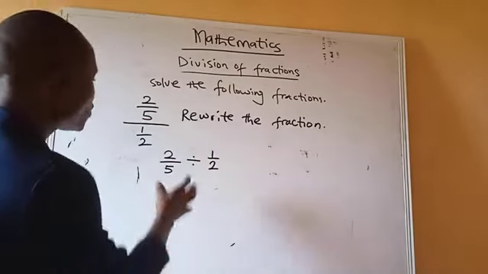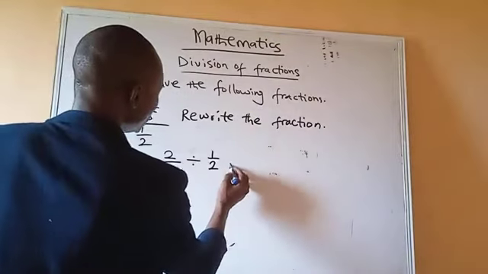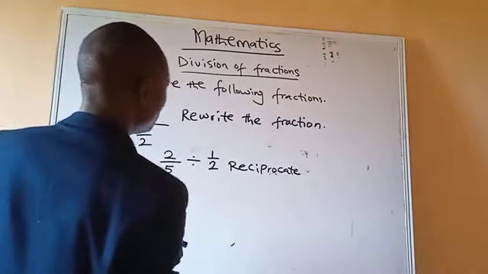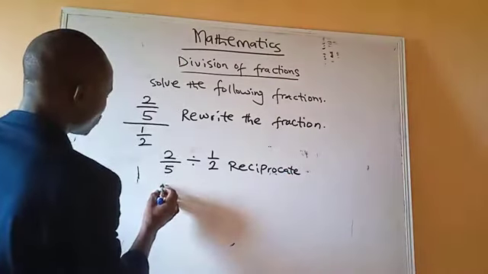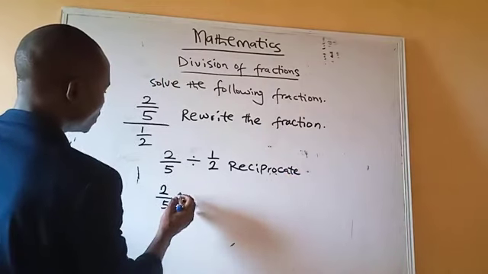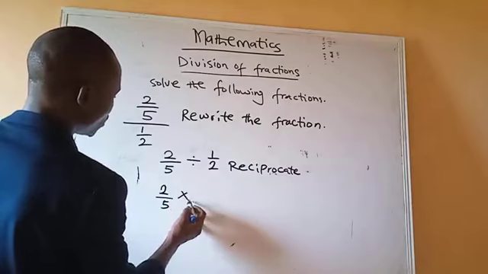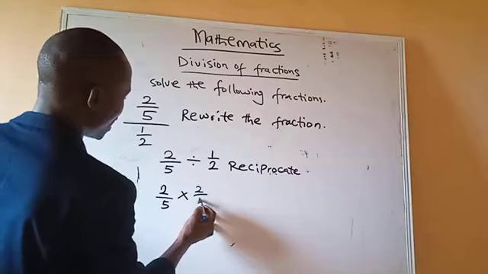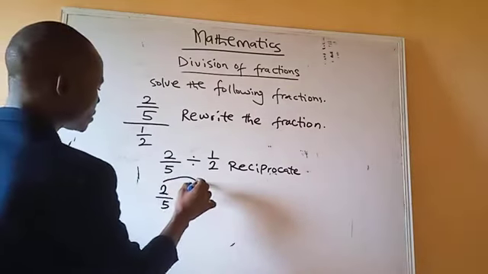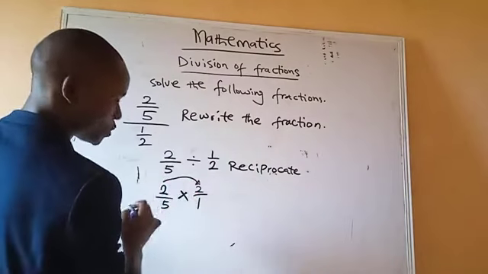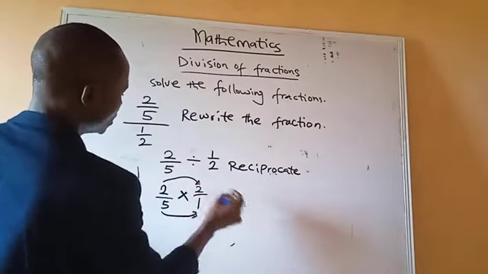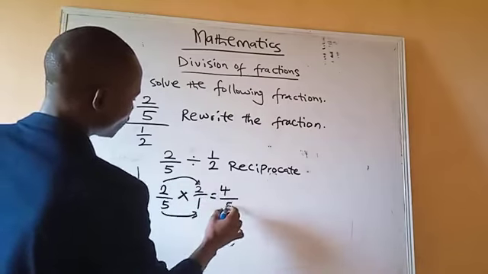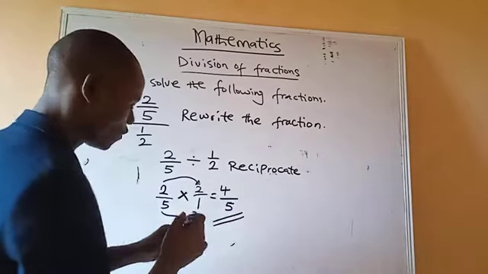Do you understand? When you are able to break it down like this, the next thing you do, you reciprocate. What does reciprocation mean? You bring down your first fraction, you change your division to multiplication, you turn the next fraction upside down. Instead of 1 over 2, you now have 2 over 1. You multiply straight because it is times, like I taught you. Then you multiply this one by this. 2 times 2, 4. Over 5 times 1, 5. So our answer will be 4 over 5.